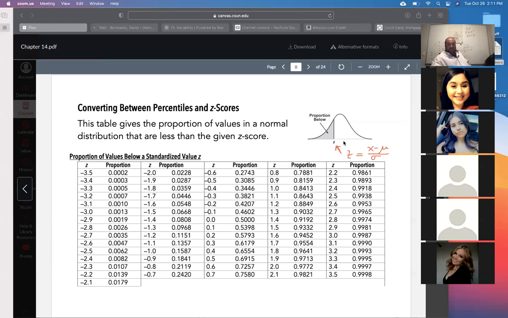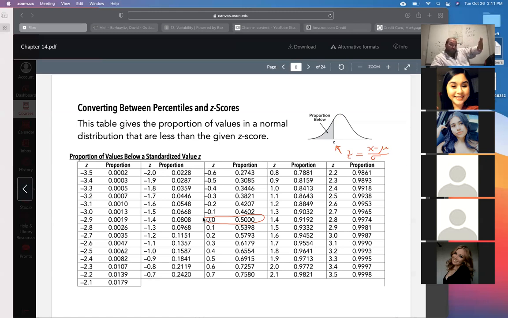For example, if z is equal to 0, that would mean I'm 0 deviations from the mean. I'm right here in the center. And if I'm right here in the center, what proportion of data is going to be to my left? 0.5, half of it. And in fact, if you go to your table and look for z to be 0, we see that the proportion to the left is 0.5.